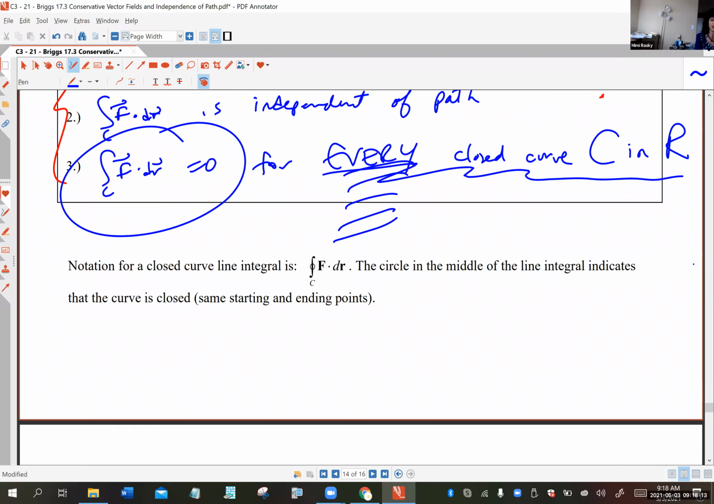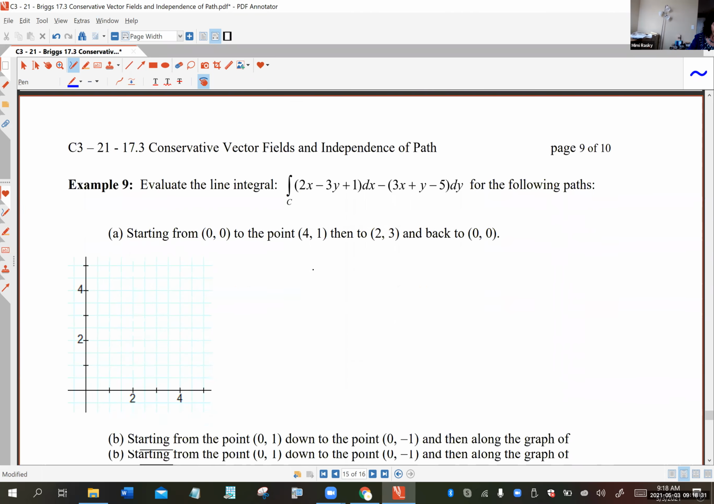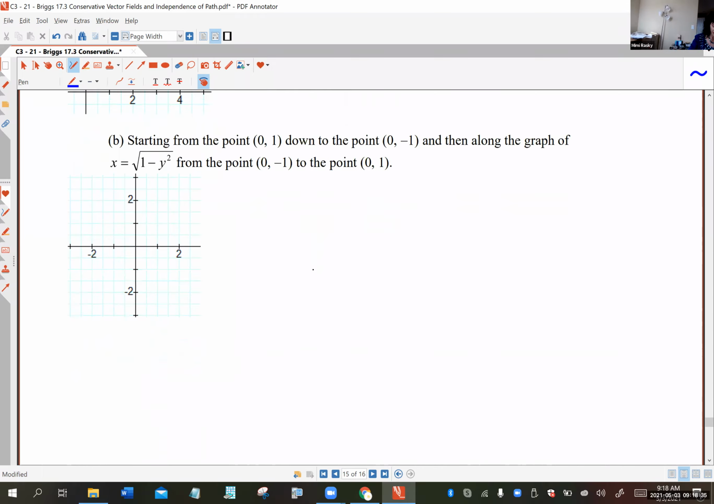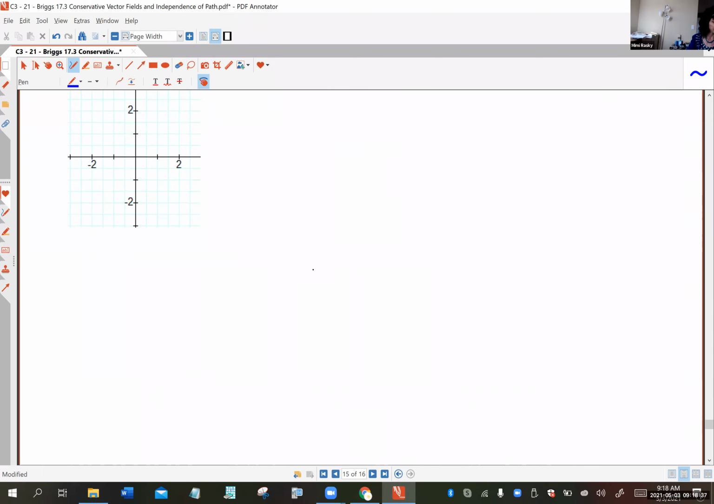Now let's look at some notation for closed curve line integrals. If you know your curve is closed, you may see a little circle on top of the integral symbol. That will mean the curve is closed. Kind of cute. So let's do a couple of examples and then we'll be finished with this section.